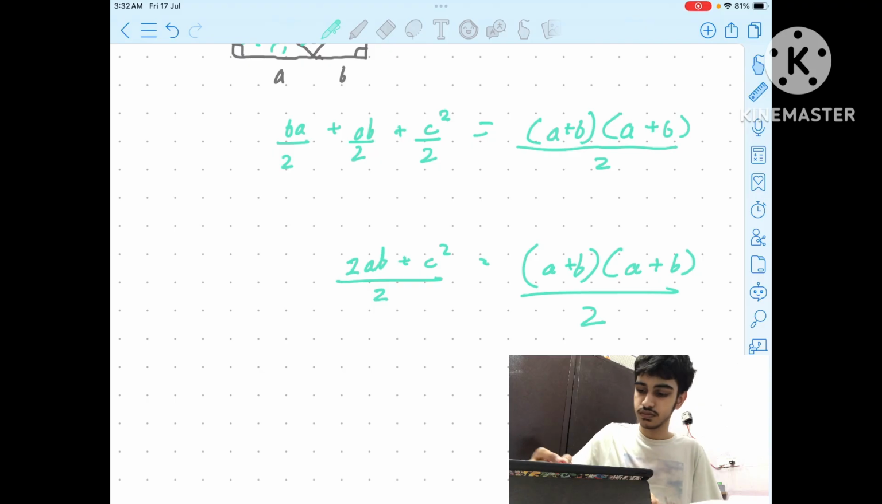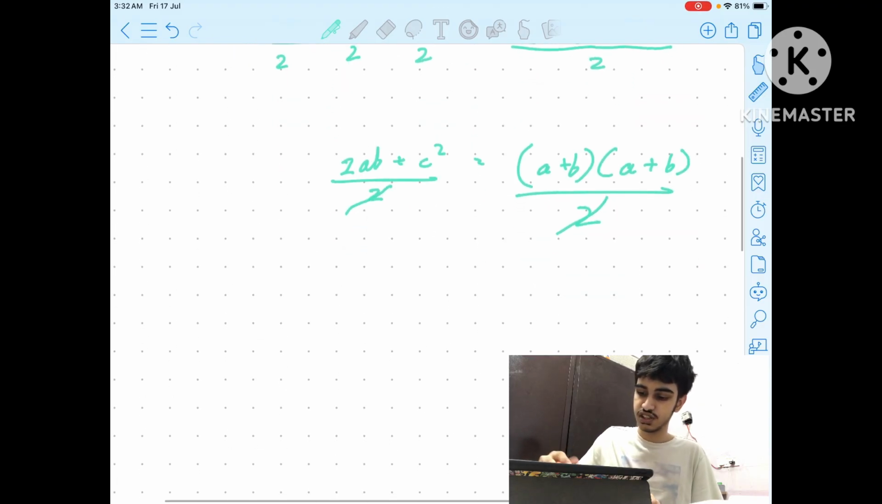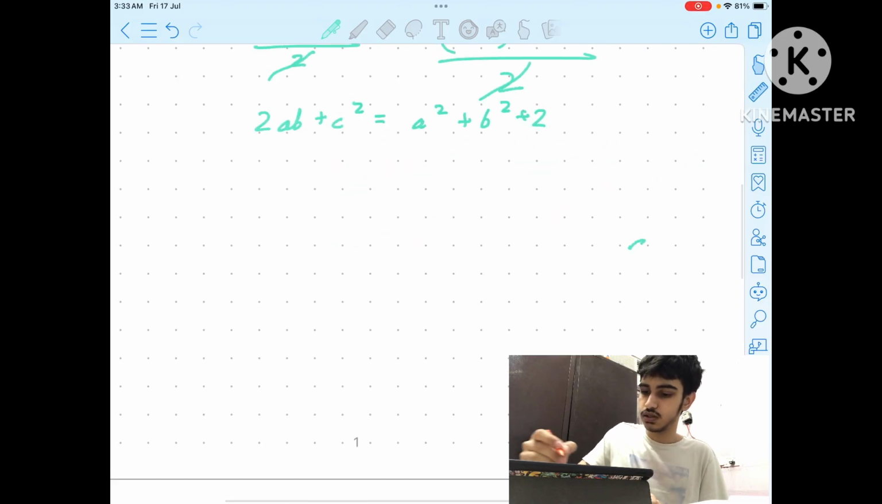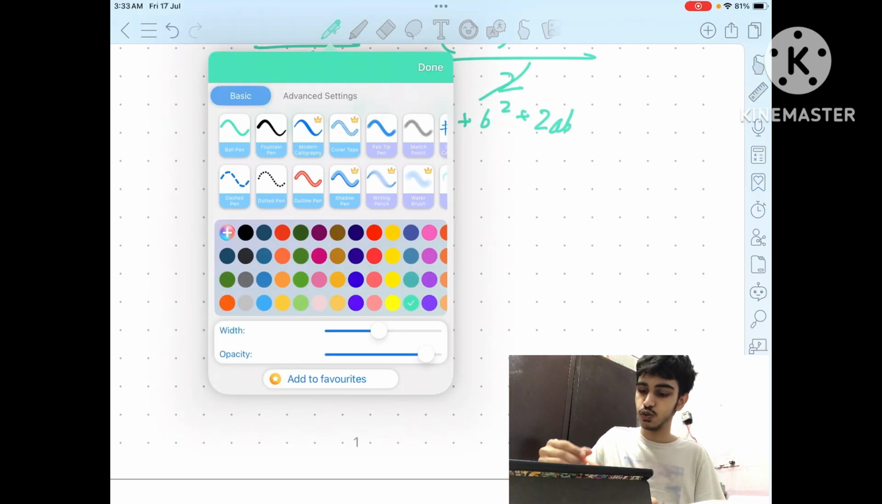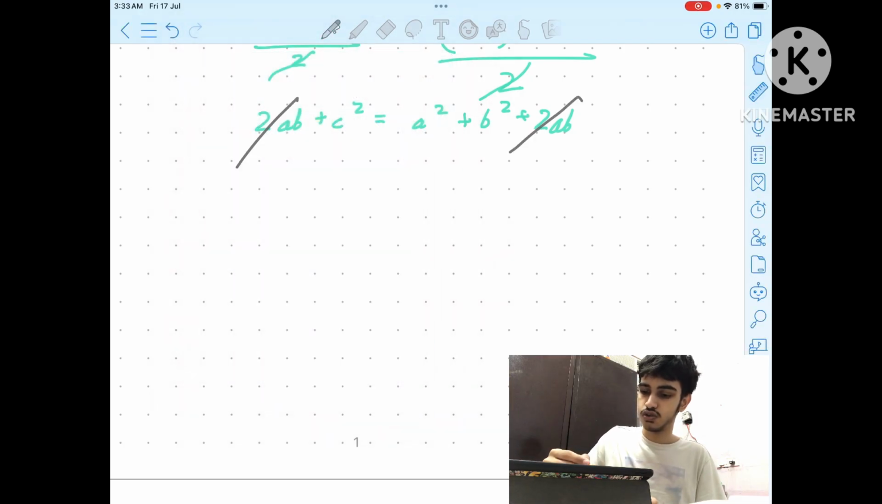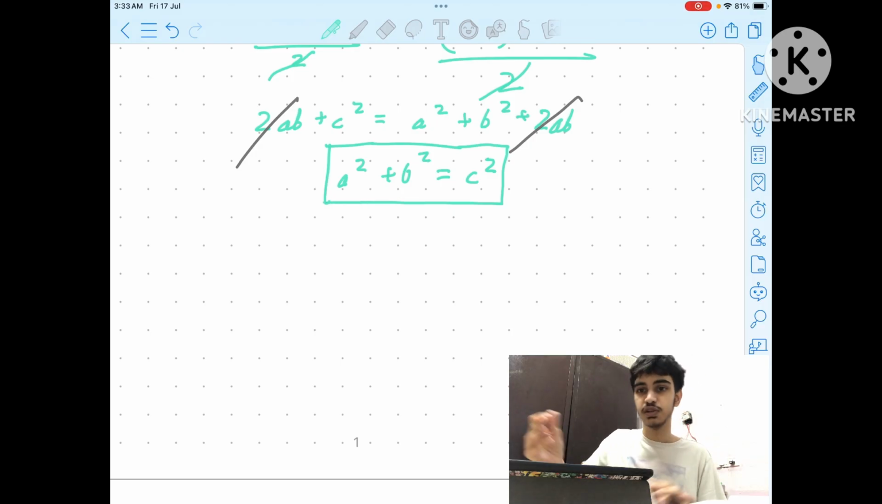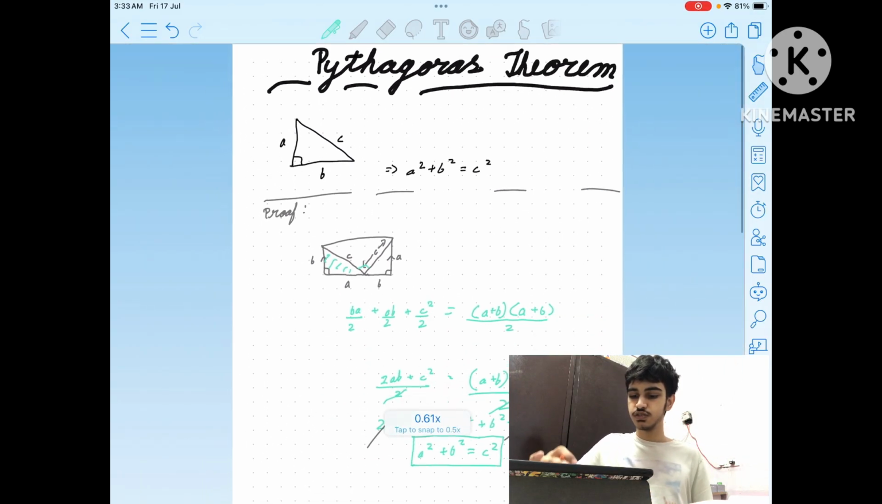Let's just cancel these things out and it will be 2ab plus c square equal to a square plus b square plus 2ab. Let's cancel the 2ab out, so it will simply be the result we wanted, a square plus b square equals c square. So let's make a box around it. This will be our proof, and our first proof is done.